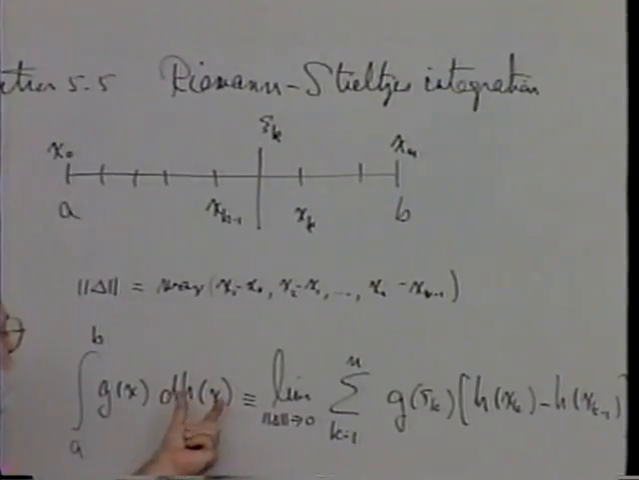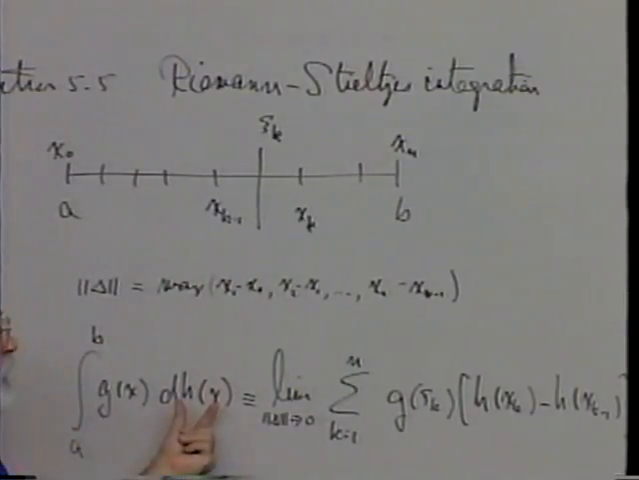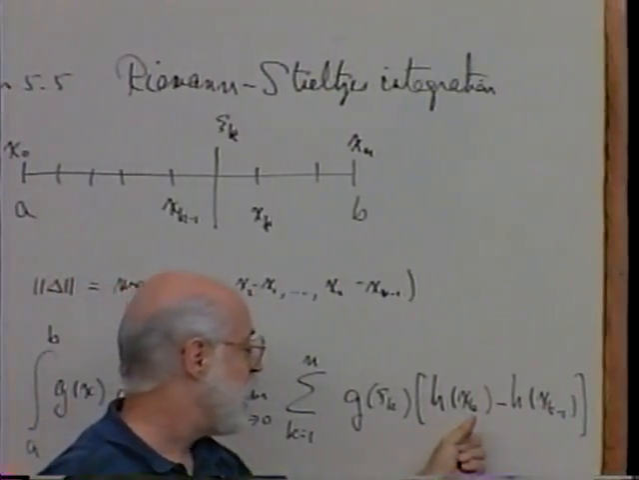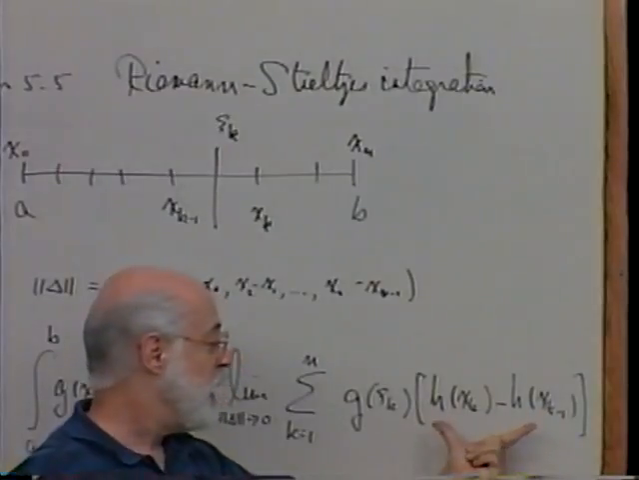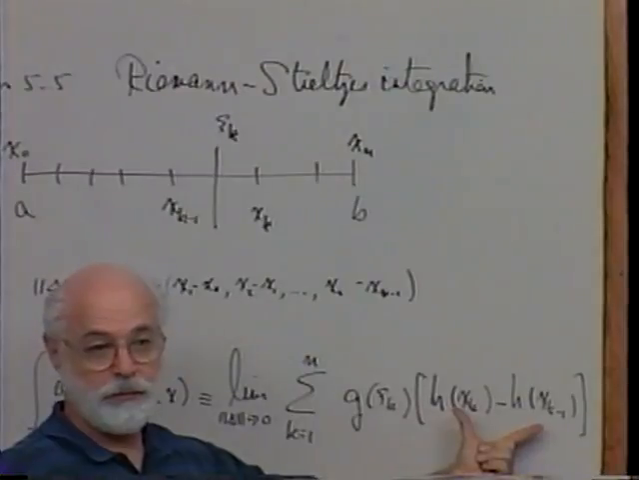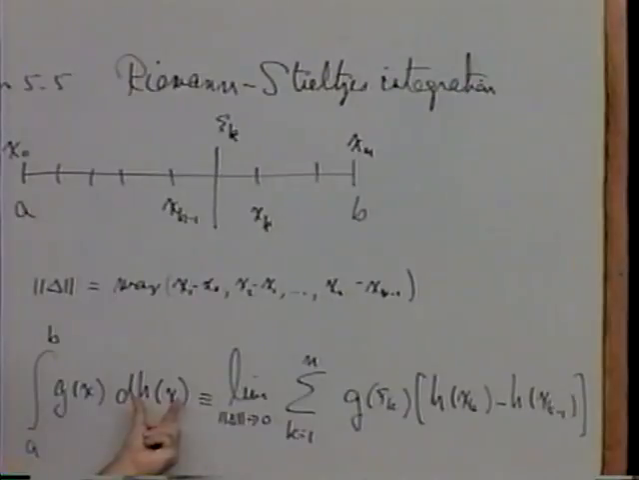of h at this point and this point, but I take this h of x to be simply x. Then of course h of x_k minus h of x_(k-1) is simply the length of that interval, or what in calculus you call delta x. So in the special case in which the function h is simply the value of x, then you get the ordinary Riemann integral of calculus.